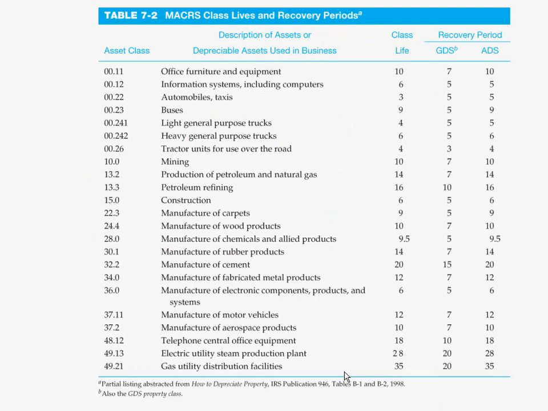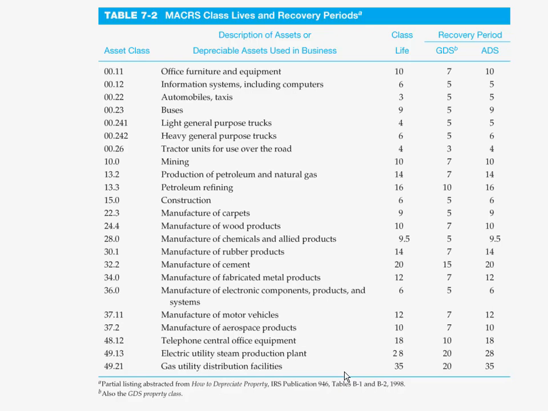If you buy equipment that's related to telephone central office equipment, like the equipment that Etisalat's buying to route cell phone calls, that equipment would have an assumed useful life of 10 years, according to this system. Equipment that's related to the manufacture of cement, you'll notice has an assumed life of 15 years. And the column that we're going to use is the GDS column.